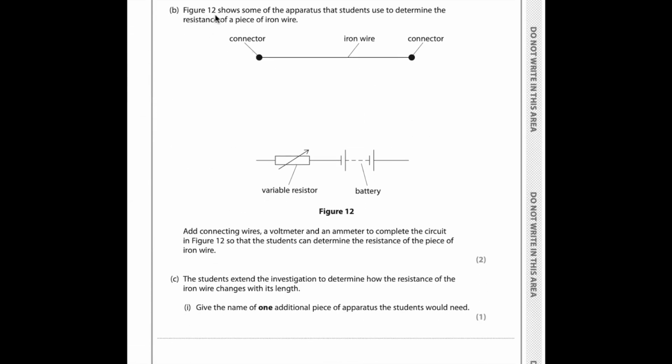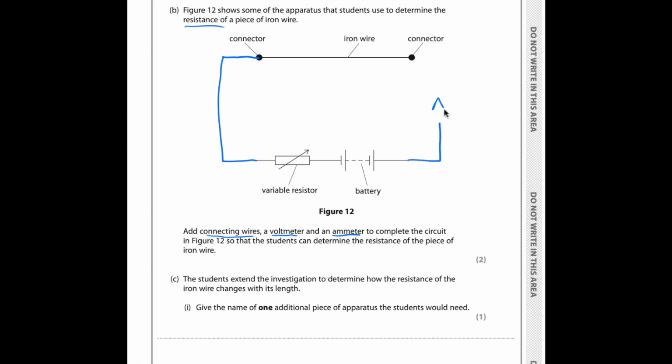Part B. Figure 12 shows some of the apparatus that students use to determine the resistance of a piece of iron wire. Add connecting wires, a voltmeter and an ammeter to complete the circuit in figure 12 so that the students can determine the resistance of the piece of iron wire. So that's the iron wire there. We'll need to connect that up.